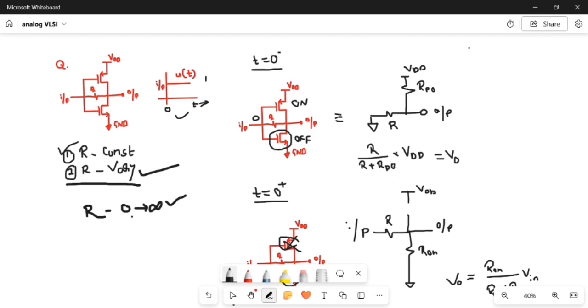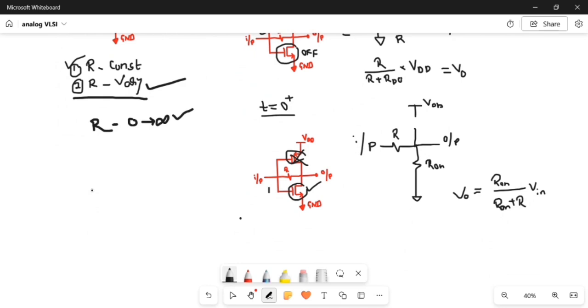For example, let's see what will happen if R is equal to 0. R is 0 means the resistance is 0, so it's a short circuit. If this is a short circuit, whatever the resistance here doesn't matter. The direct input will go to the output. That is a very important analysis which you need to remember.